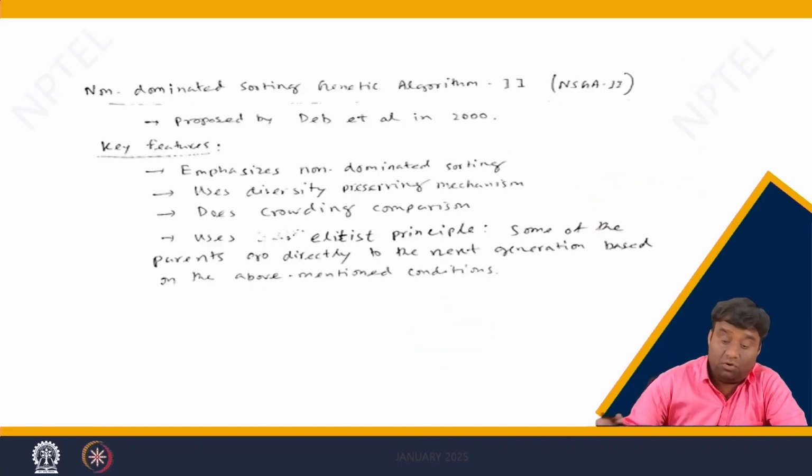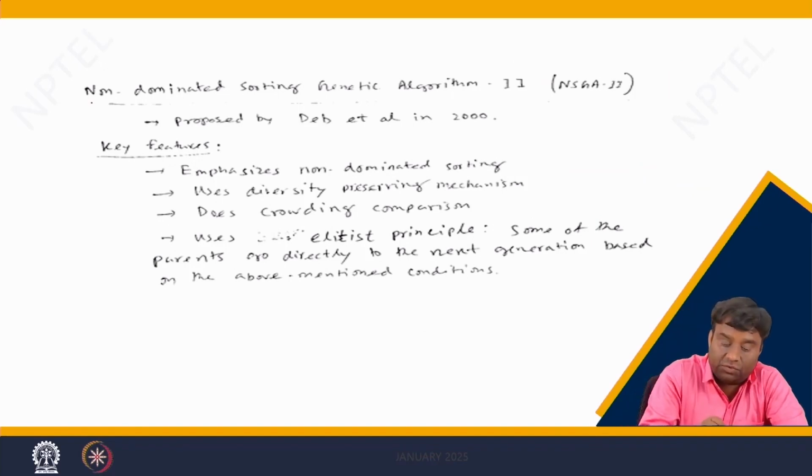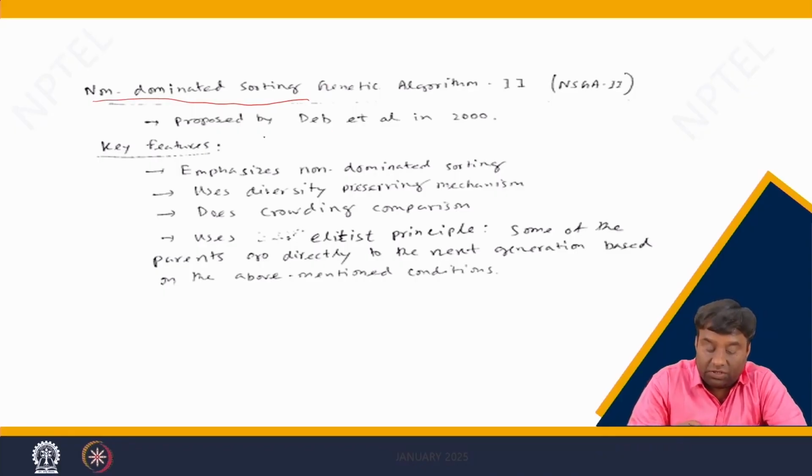Okay. Now the non-dominating sorting genetic algorithm, that is NSGA-II. So we have understood the term non-dominating sorting. Now, as you know, this was proposed by Deb et al. in 2000. The key feature is that it emphasizes non-dominating sorting. We know these things. Now the diversity preserving mechanism.